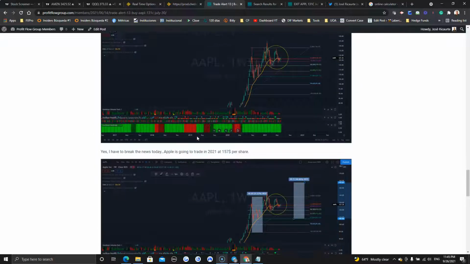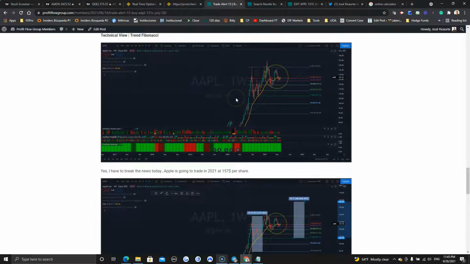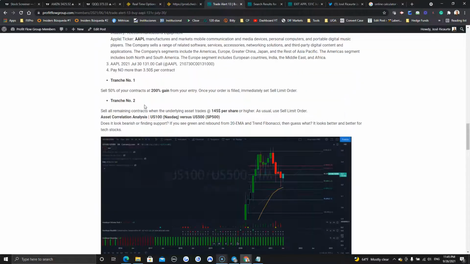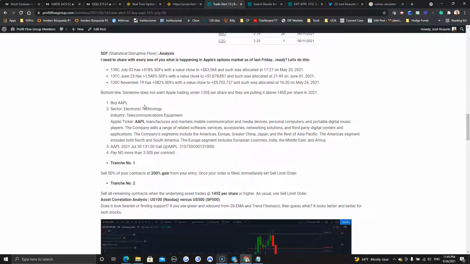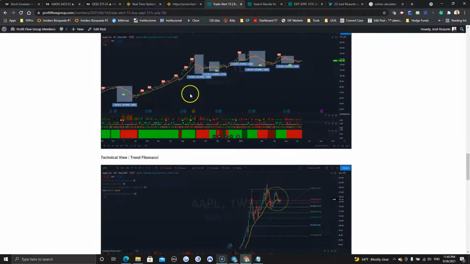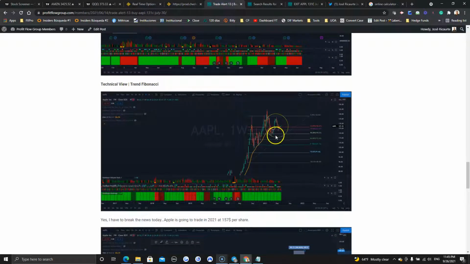But the final thing I want to share with you is the trend Fibonacci. So we can have all the math, we can have all the information on the dark pool. But one thing I like to do all the time is just to look at confluence between either the 20 exponential moving average or the 200 exponential moving average.